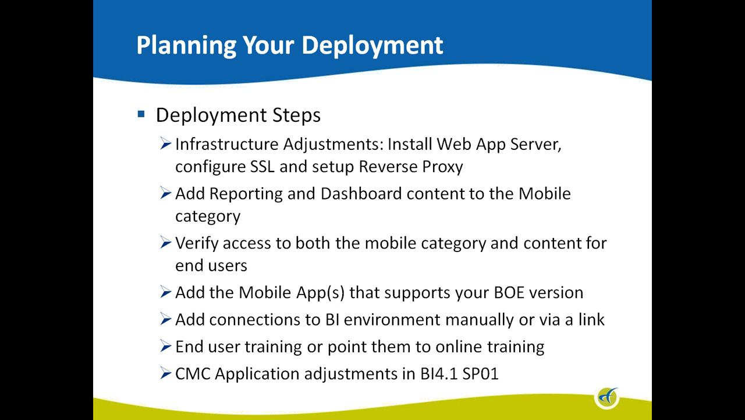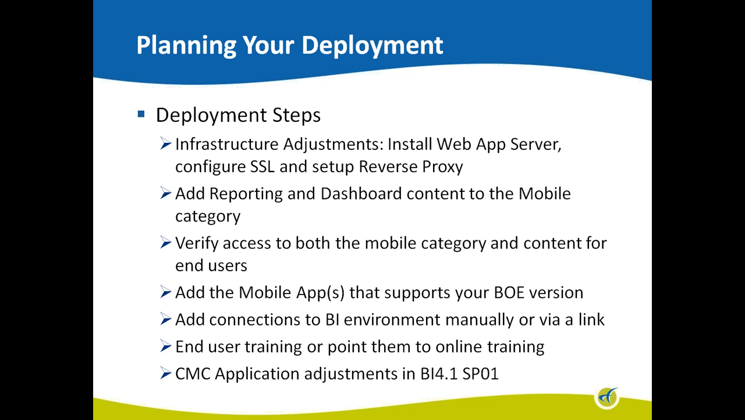Adding mobile apps that support your Business Objects version is next within that application. This can be completed by sending links to end users that have mobile devices. Click here to go download this from the Apple store and pull down this application, or directing you to the Google app site and pulling down that application on Droid devices.